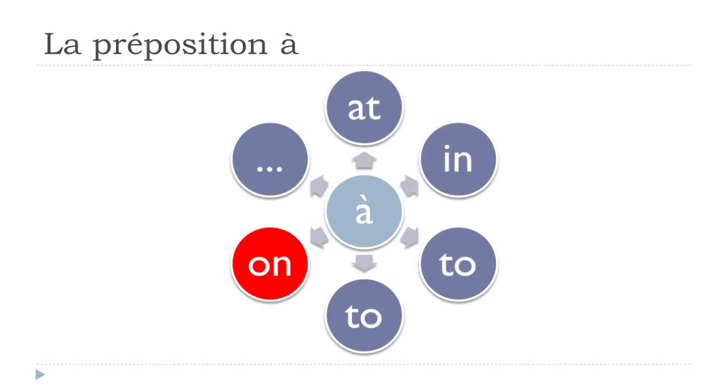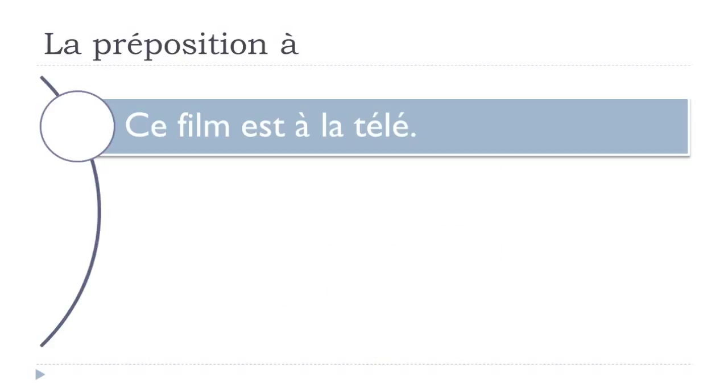Another possibility would be the concept of this on. So let's see a few examples here. Ce film, this movie, est à la télé. On TV, à la télé. We've got this à here and then la télé. So télé, of course, it's for télévision. But in most of the cases we don't use in French this télévision, the full word. We just use this télé word. Ce film est à la télé.